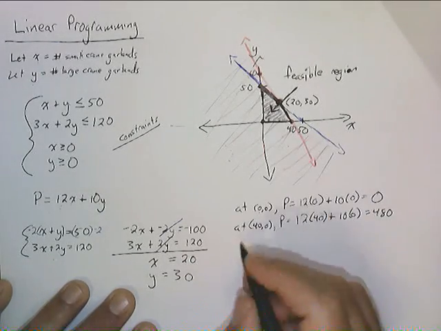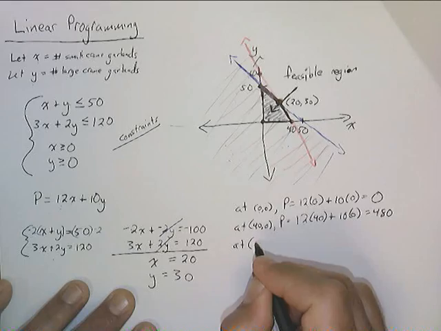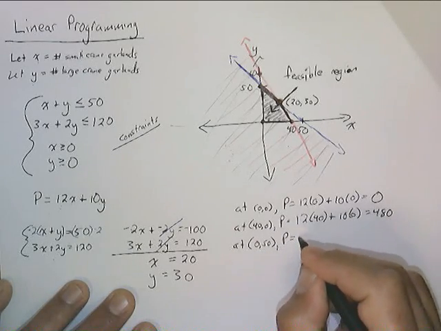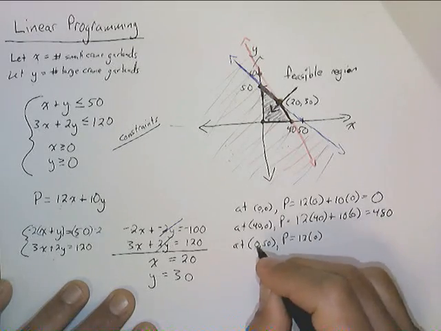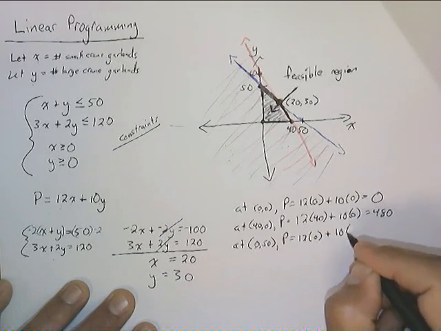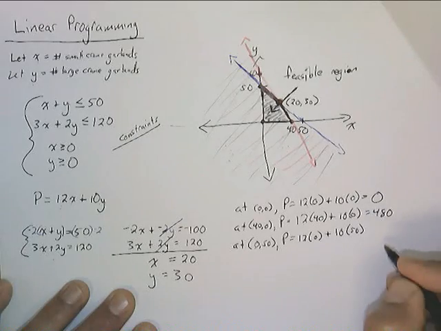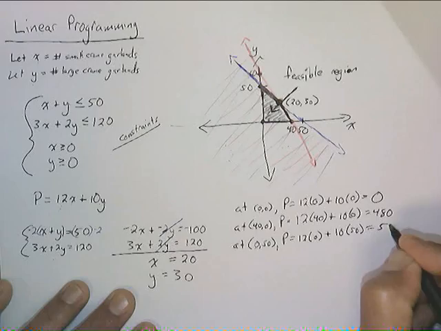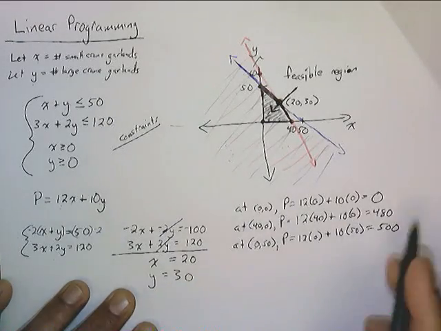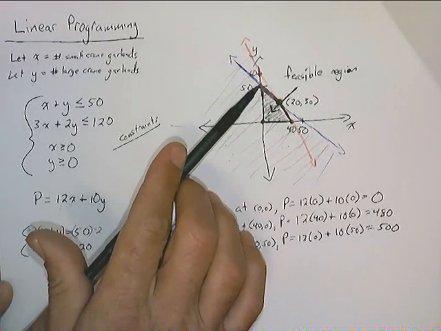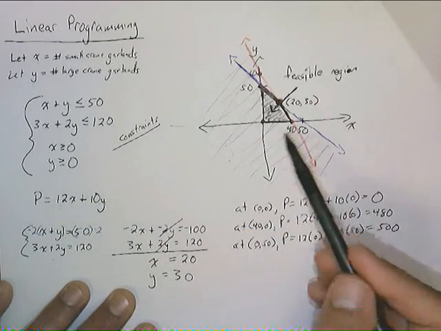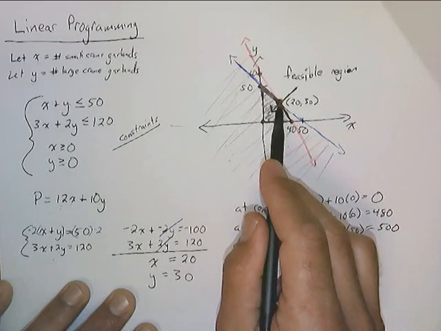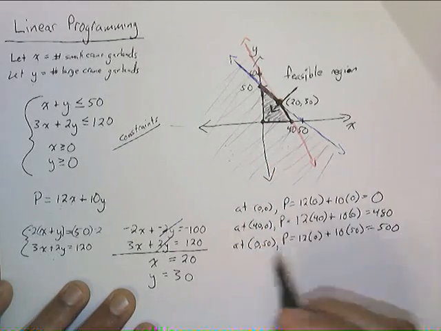Let's check this y-intercept point up here. At 0, 50, the profit is going to be 12 times 0 plus 10 times 50, or, well, that's 0, 10 times 50 is 500. So if we make all large cranes, we make $500. If we make all small cranes, we make $480. So let's check this point here where we have a mixture, 20 and 30.